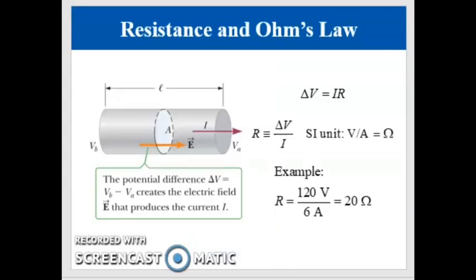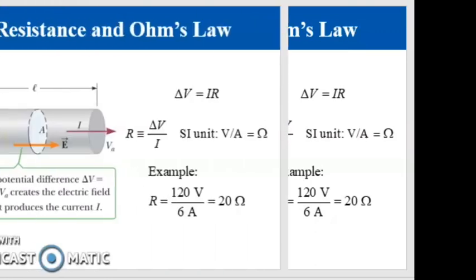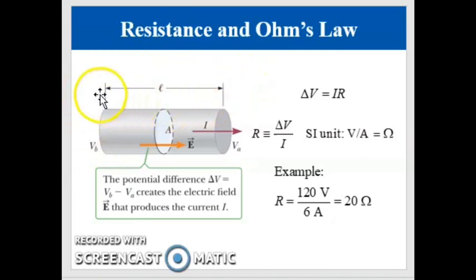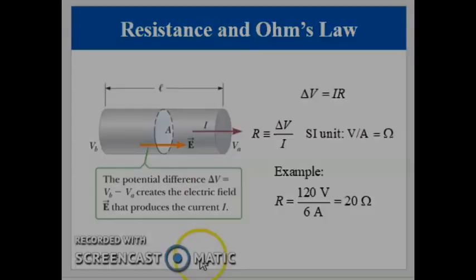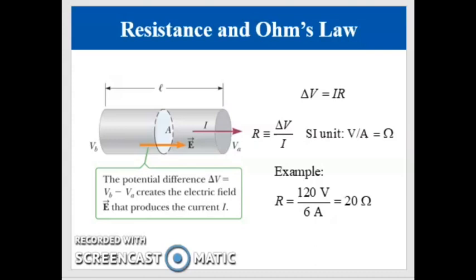Okay, we have a figure here on the left side. The figure is showing a conductor with a length of L. When a potential difference delta V is applied across the ends of the conductor, the current in the conductor is found to be proportional to the applied voltage. If the proportionality holds, we can write this relationship.